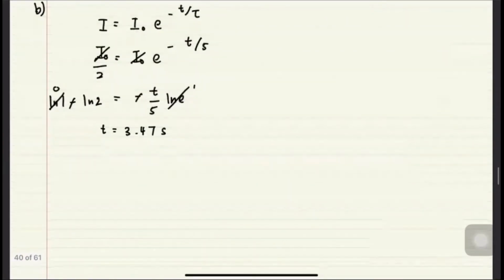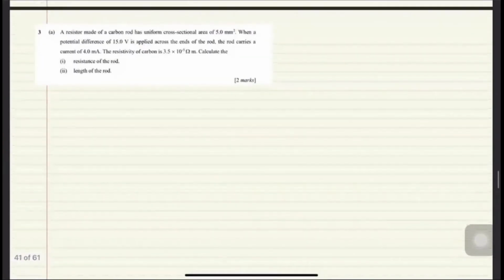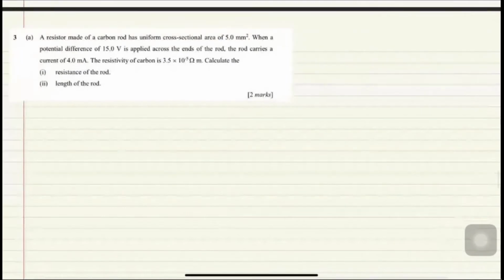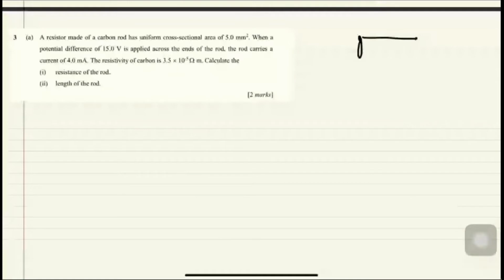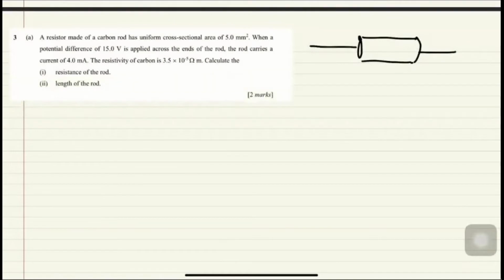Okay, so if there's no question, we move on to the next one, which is question number 3. A resistor made of a carbon rod has a uniform cross-sectional area of 5 millimeters squared. Now a potential difference of 15 volts is applied across the ends of the rod. The rod carries a current of 4 milliamperes. So basically, the applied potential over here is 15 volts.